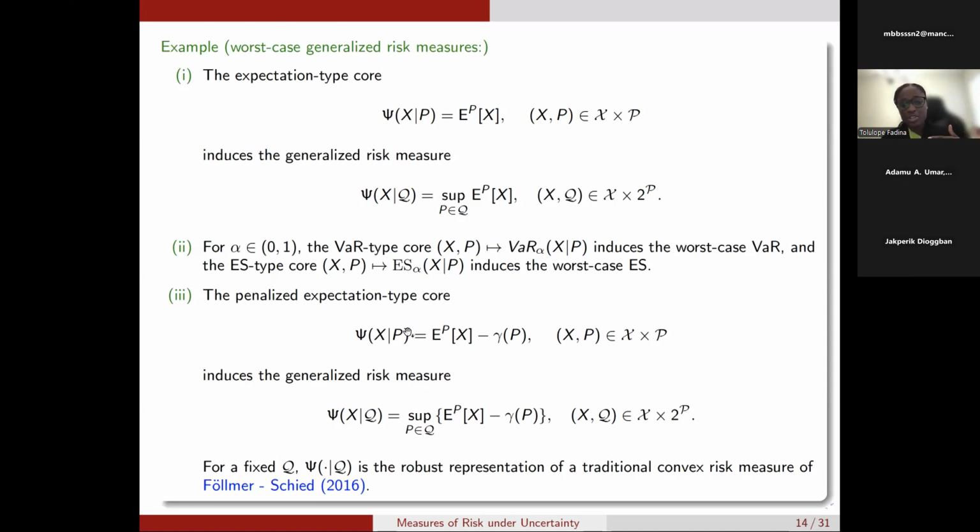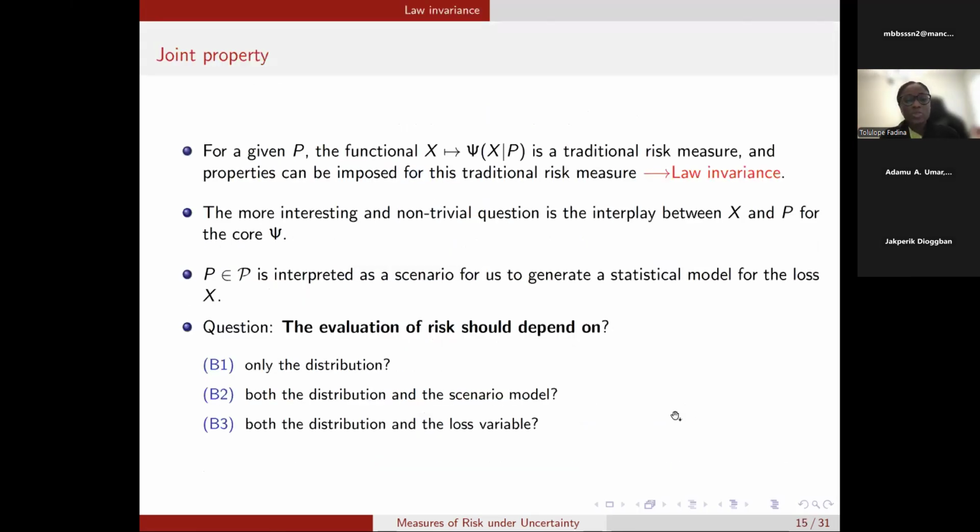But I will mention this penalty expectation type, because it basically induces the generalized risk measure, and this representation is kind of close to what we have in Föllmer and Schied for the traditional convex risk measure. But remember, in the Föllmer and Schied book, this convex risk measure is only defined on this X. So they did not introduce these as part of their input, because they assumed that the set of P's is fixed.